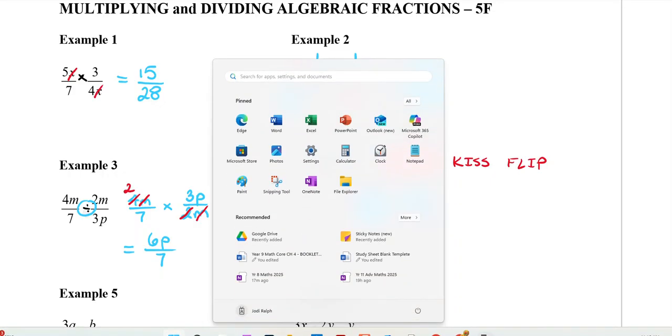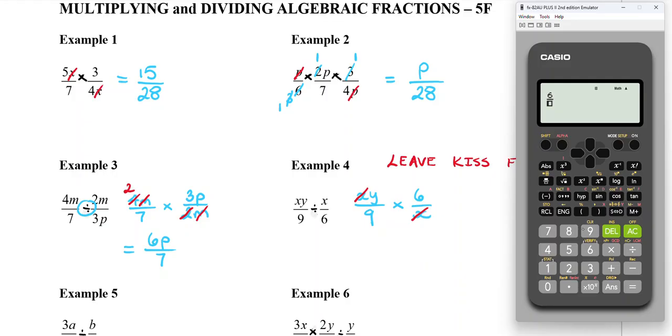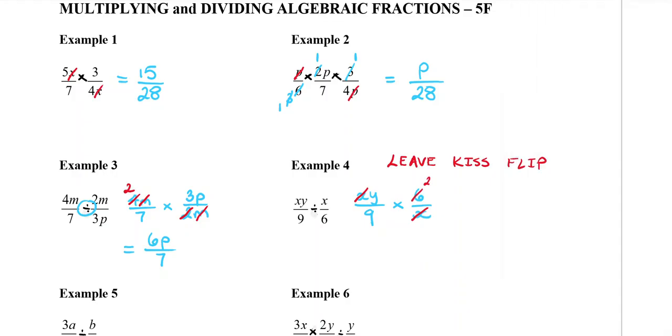So the 6 is on top, so if we put 6 on top and 9 on the bottom, it's going to simplify to be a 2 and a 3. We're dividing both of them by 3 there. Okay, that's all the cancelling we can do. So what's left is a 2 and a y on the top. Always put the number first, 2y, and on the bottom we just have a 3.